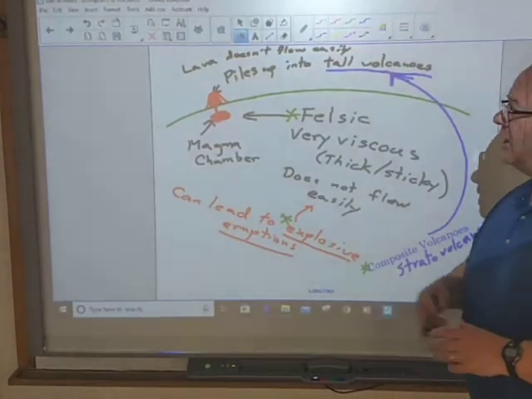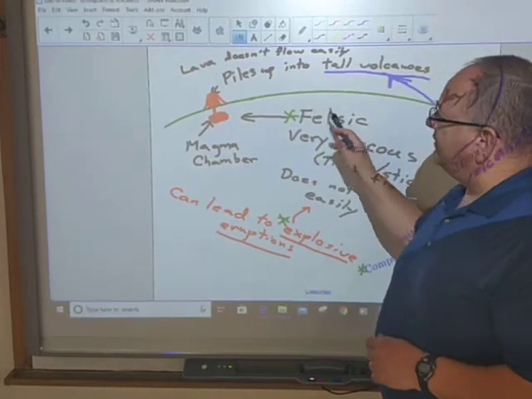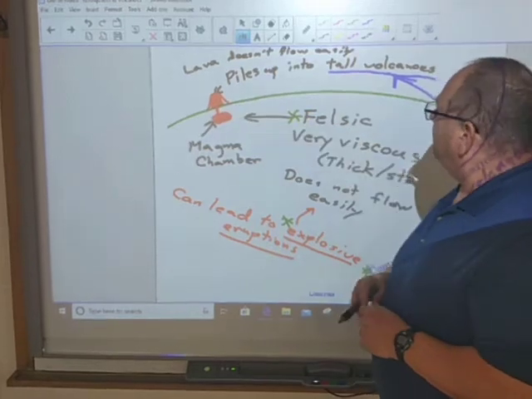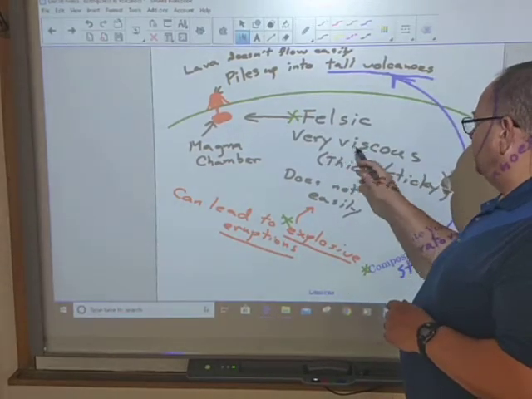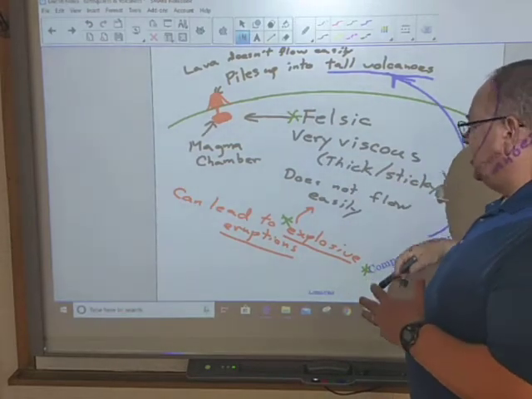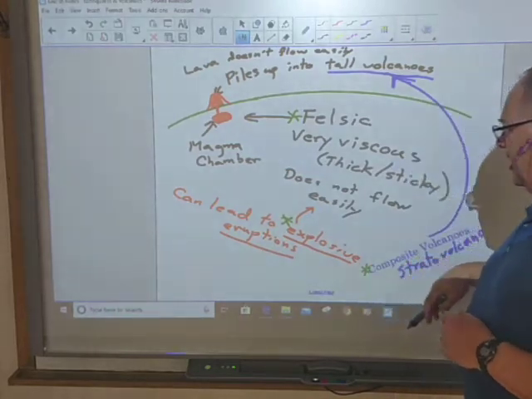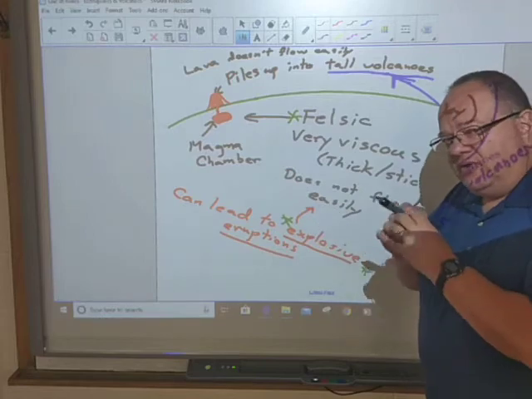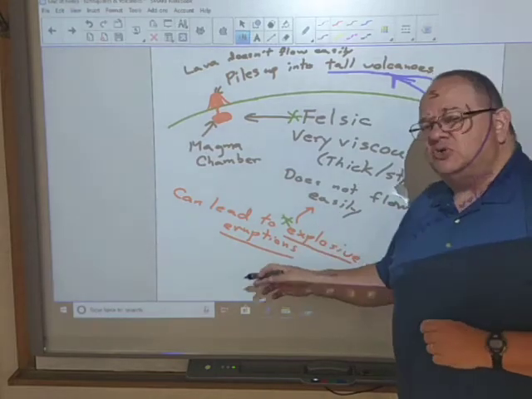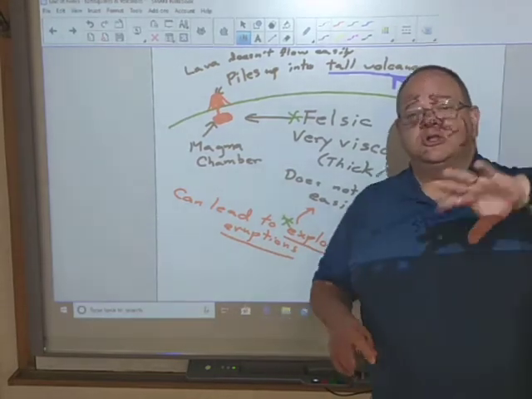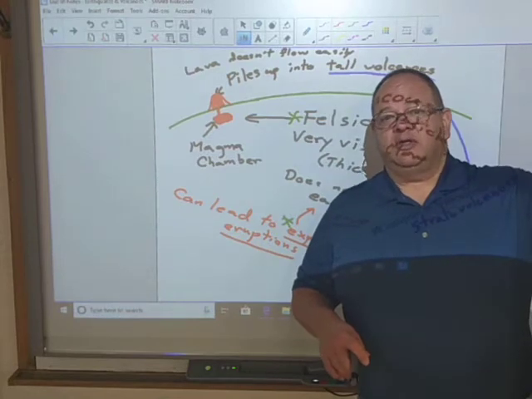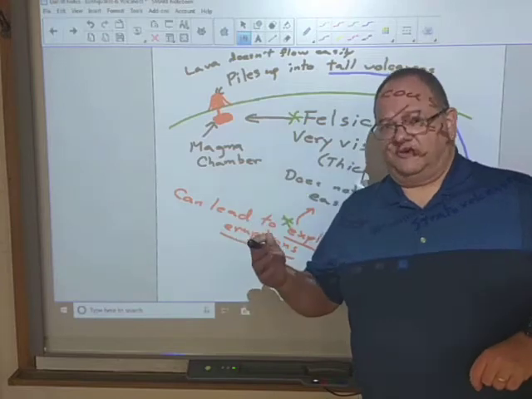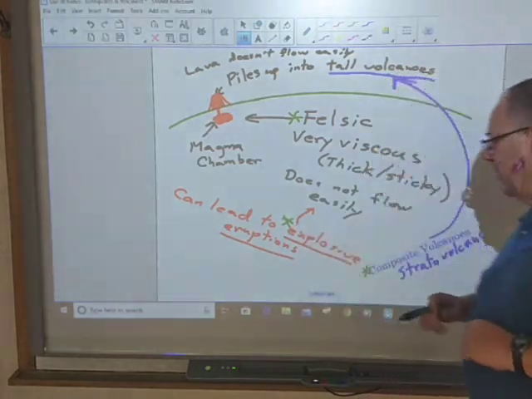So, all right, we got felsic lava. It doesn't flow easily, so it piles up into tall volcanoes. Felsic is very viscous, it's thick, it's sticky. Okay? And so what can happen is, because it doesn't flow easily, it can build up pressure and lead to explosive eruptions. So the mafic lava dealt with effusive eruptions. Felsic sometimes is explosive eruptions. It all gives way at once.